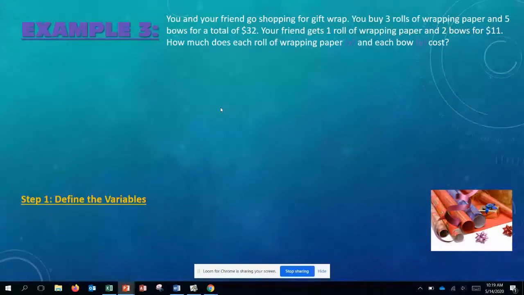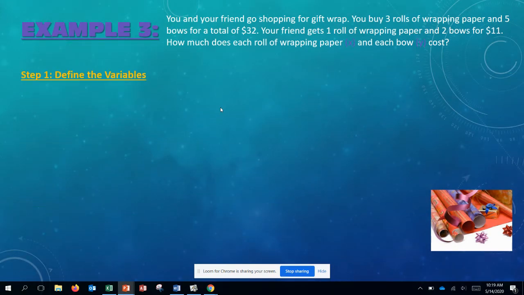So the first thing in that acronym is V: we want to define our variables. Well, what are we looking for? We're told wrapping paper is x and bows are y. But notice we're looking for how much each costs. So our variables are going to be the cost of the wrapping paper and the cost of the bow for our x and our y.